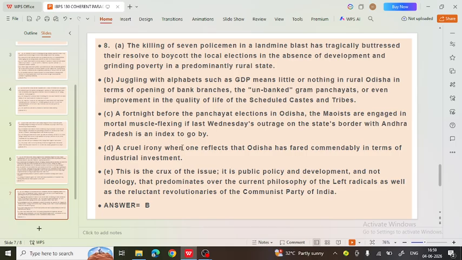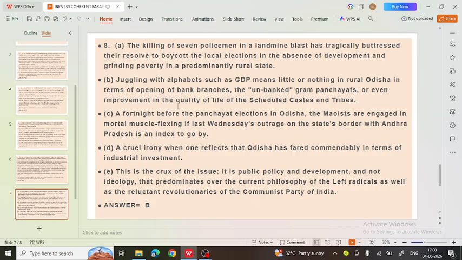A cruel irony when one reflects that Odisha has played commendably in terms of industrial investment. This is the crux of the issue. It is public policy and development and not ideology that predominates over the current policy philosophy of the left radical as well as the reluctant revolutionaries of the Communist Party of India.